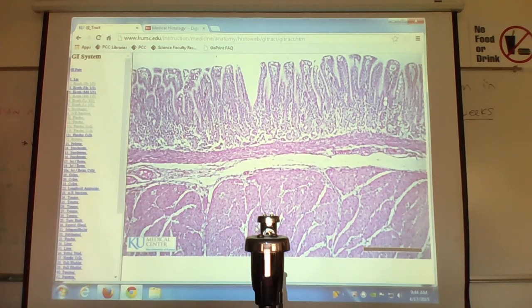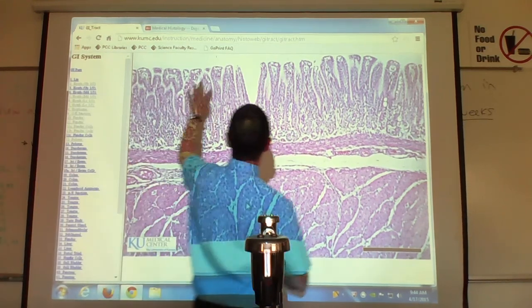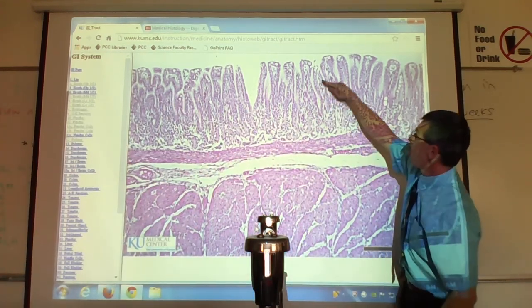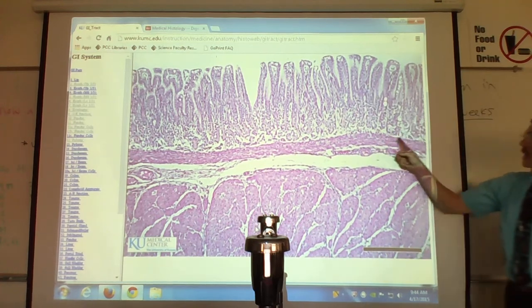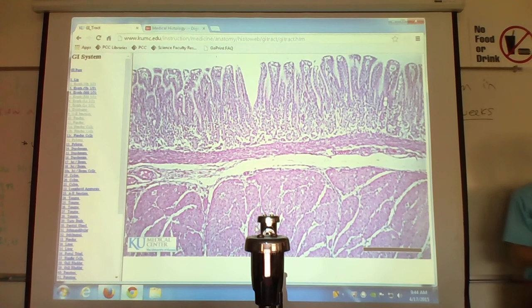No. Stomach again. It's still the pit concept. So just to back out, these are not fingers. These are long white lines all the way down. So those still are pitted. Those are still the gastric pits.